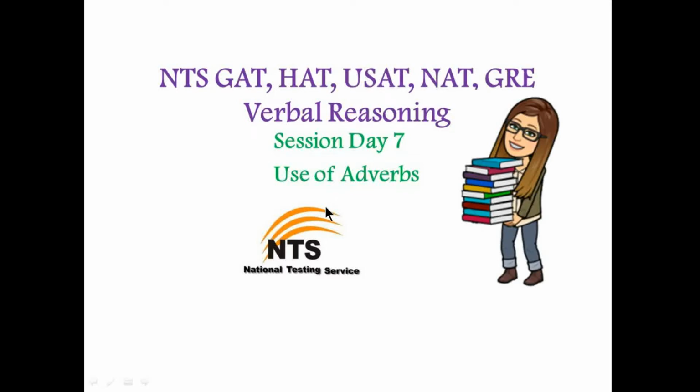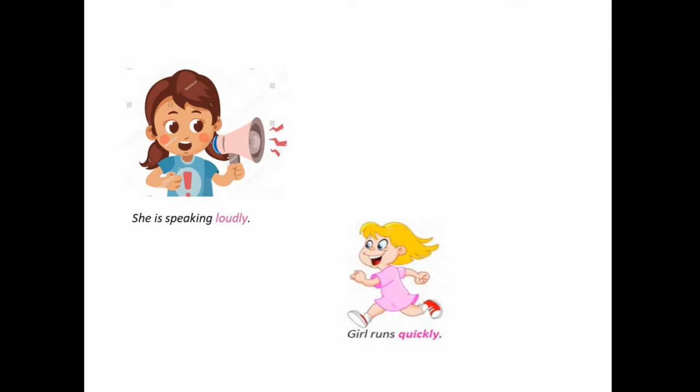What is an adverb? An adverb is something which describes the action. It gives basically more detail about the action. For example, she is speaking loudly. Here, speaking is a verb and loudly is an adverb. Girl runs quickly. Here, run is a verb and quickly is an adverb that is adding some extra meaning with the verb.